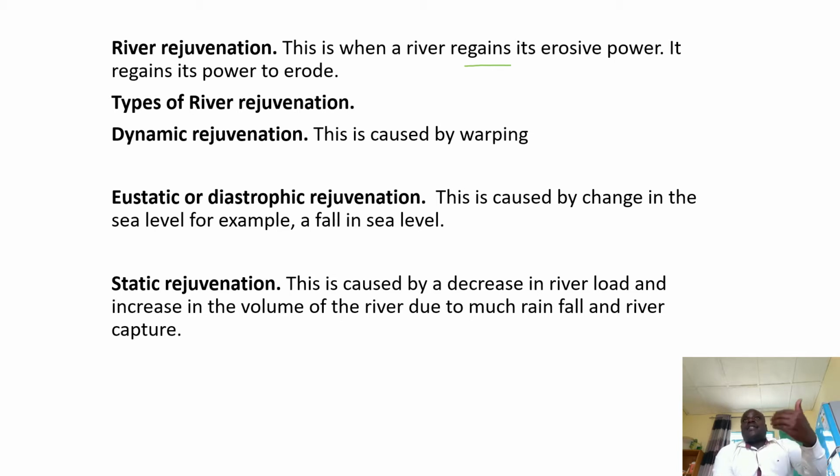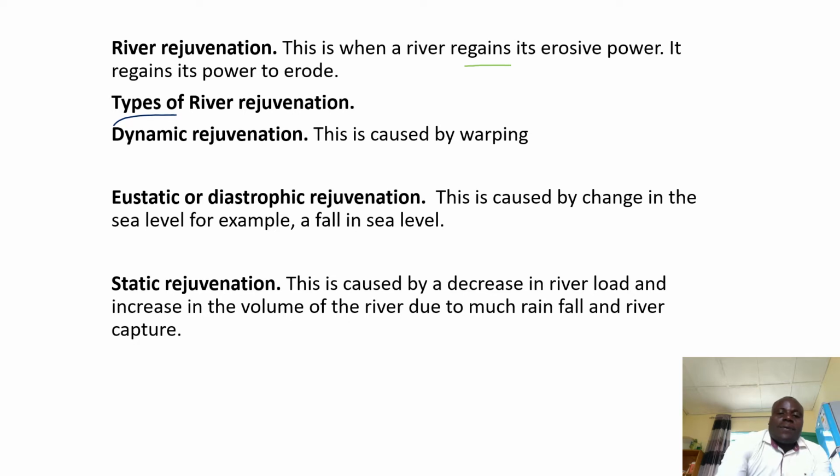As we saw, the activities performed by the river are supposed to erode in its upper stage. But in some other cases, you find a river misbehaving and eroding in the mature stage and in the lower stage. So when it regains its power again to erode in a wrong stage, we shall say river rejuvenation has occurred. We have different types of river rejuvenation, and these types will depend on causes for each.